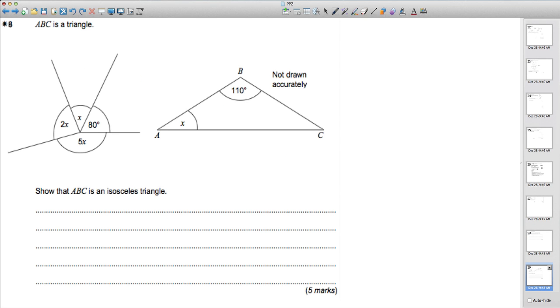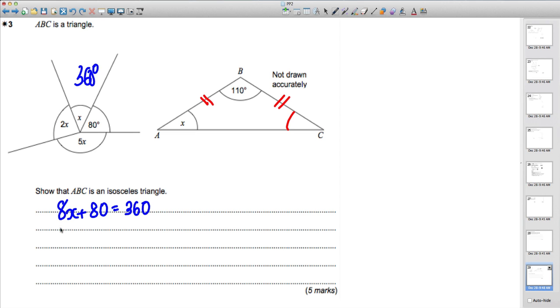Question 3. ABC is a triangle. Show that ABC is isosceles. For it to be isosceles, this angle, this side and this side must be the same, or this angle must be the same as this angle. So let's firstly work out x from here. We know that angles around a point add to 360 degrees. So x plus x is 3x, plus 5x is 8x, plus 80. So 8x plus 80 must be equal to 360.